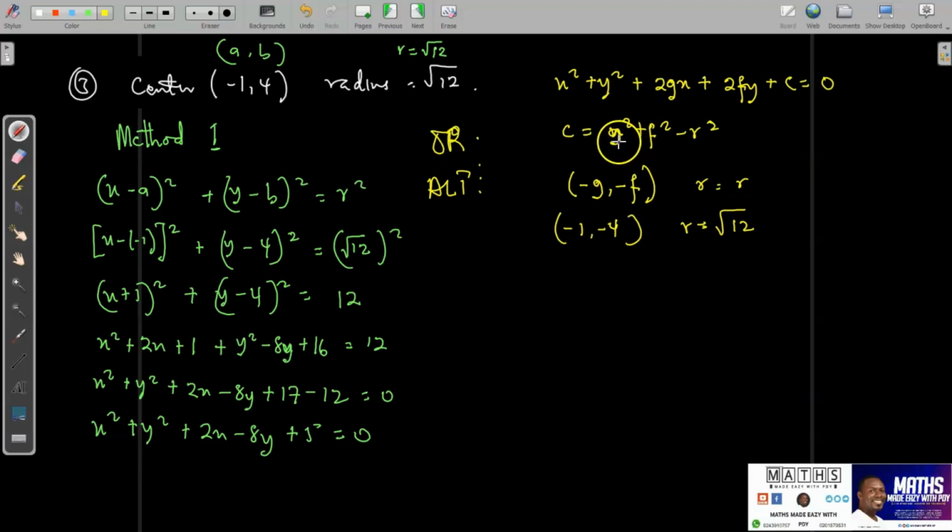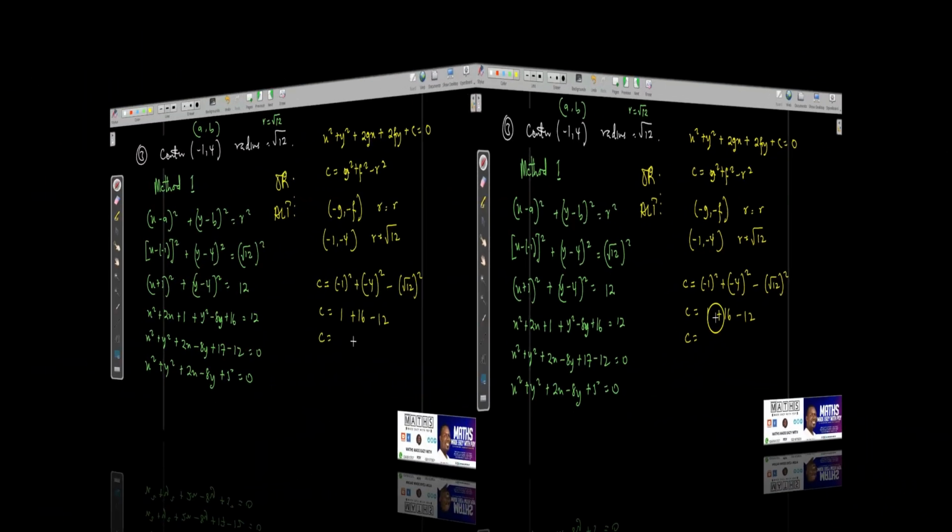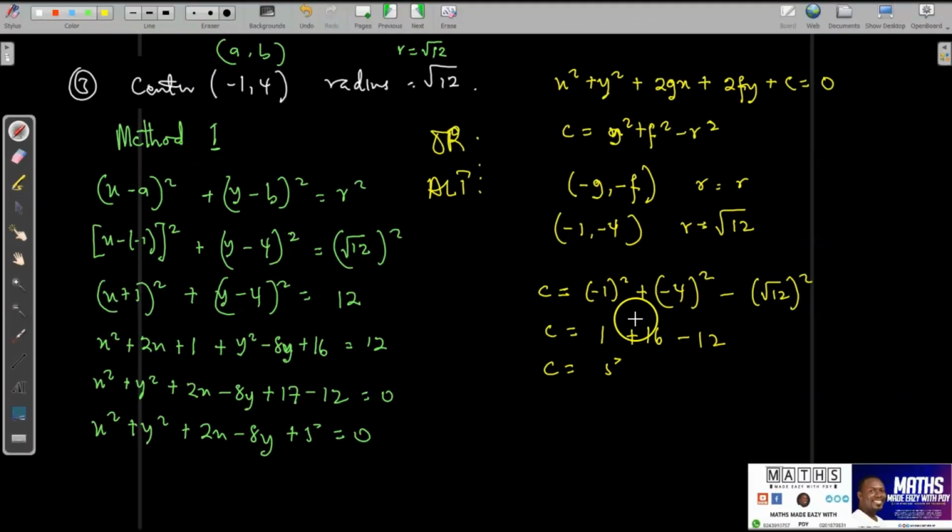Okay, so if everything is clear, then it means we must know our c value. Then our c will be equal to (-1) squared plus (-4) squared minus r squared, and our r value is root of 12 squared. So our c will be equal to 1 plus 16 minus 12, and that will give us 17 minus 12. And c will be what value? That will give you 5. Please, are you all okay with this?